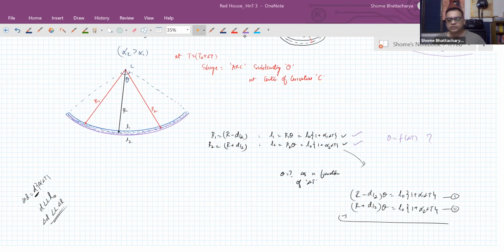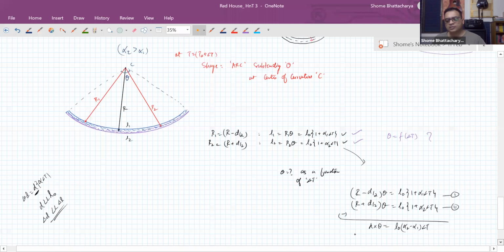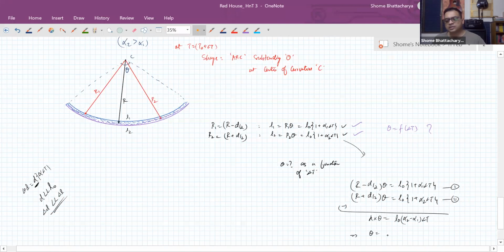Okay. So anyway, if we subtract equation 2 minus equation 1, we get rid of R, and we get d into theta is equal to this minus this. So L naught into alpha 2 minus alpha 1 into delta t. So our final formula becomes: the angle by which the system bends is L naught by d into alpha 2 minus alpha 1 into delta t.